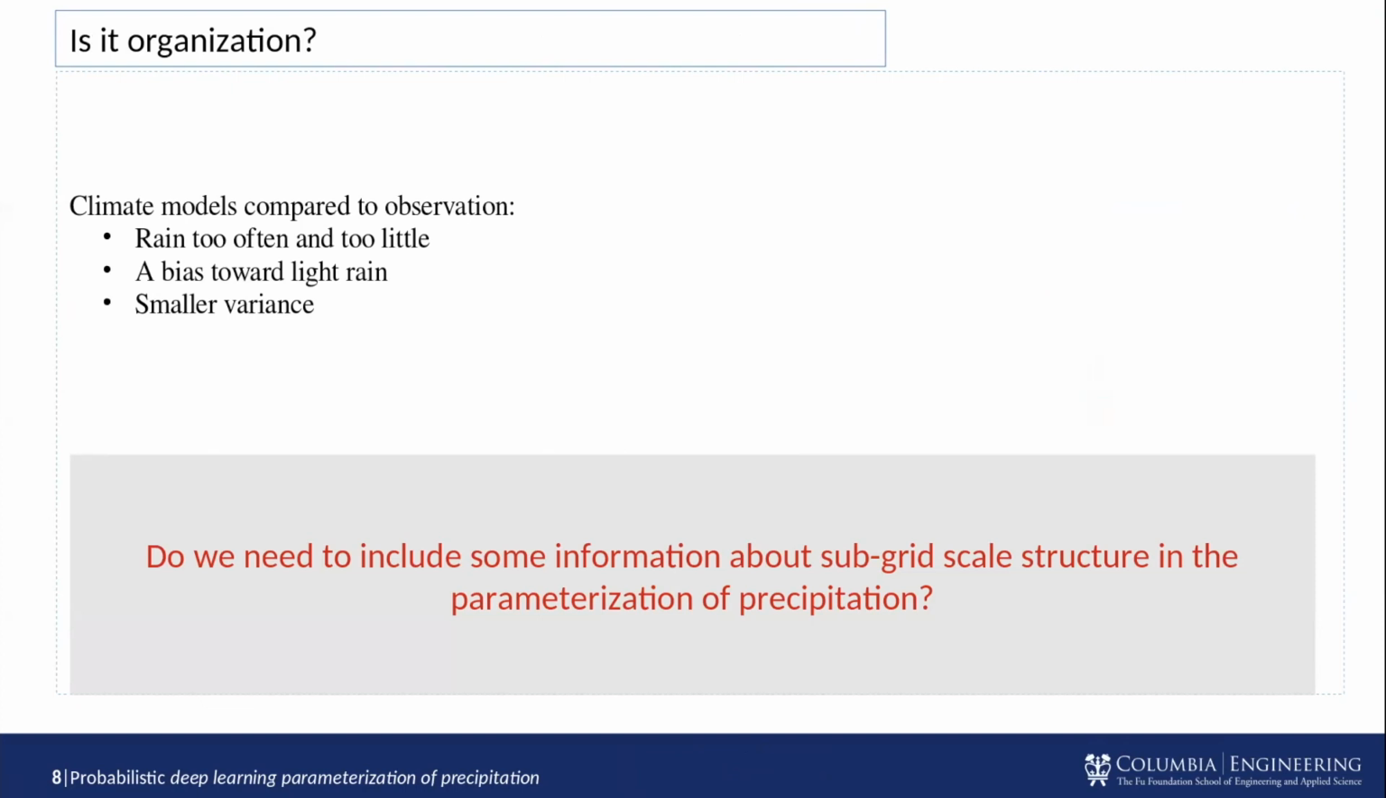So what we want to know here is to investigate if we need to include some information about subgrid scale structure in parameterizing precipitation, and if maybe that is the information that is missing in our parameterization.